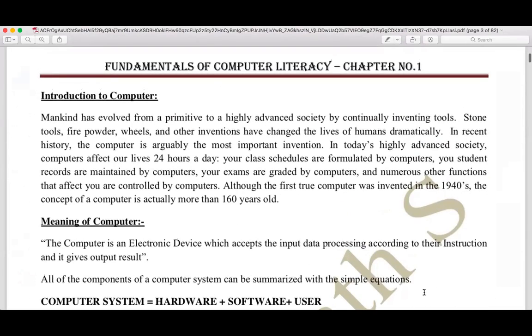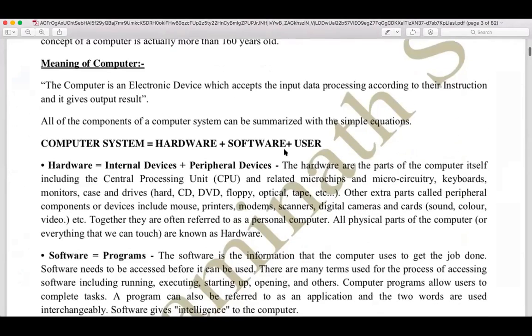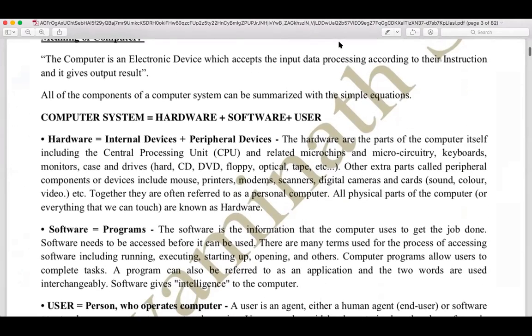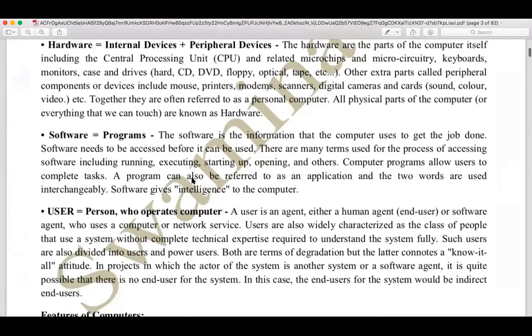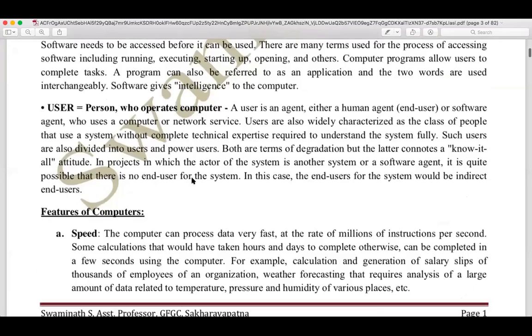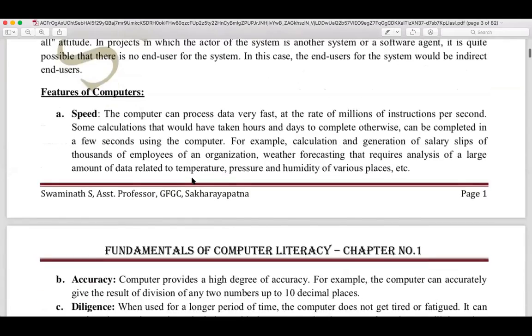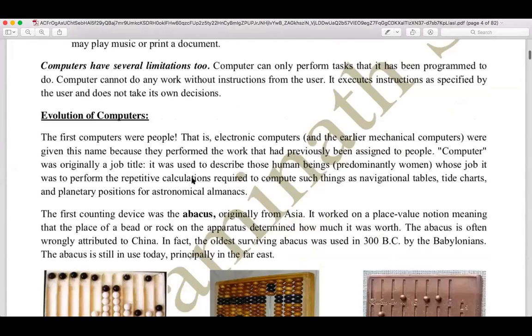I think in the last session, if you remember, we discussed the basic components of a computer. We discussed computer hardware and computer software. Then we discussed the features: speed, accuracy, diligence, storage capabilities, and versatility. Then I think we have also done the evaluation.